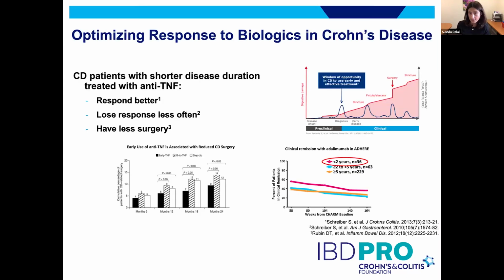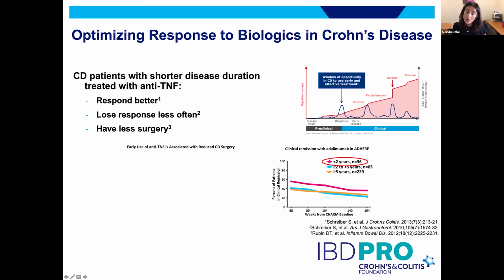So, optimizing response to biologics in Crohn's disease. I think this is a very popular graphic to show in Crohn's disease therapy talks, but I think it's an important one to keep in mind that symptoms have periods of waxing and waning, and flares and remission. That's this blue line here. But all along, the longer a patient has Crohn's, there's damage accumulating, and treating early, before that damage accumulates, is really important to getting patients well and keeping them well in the future.